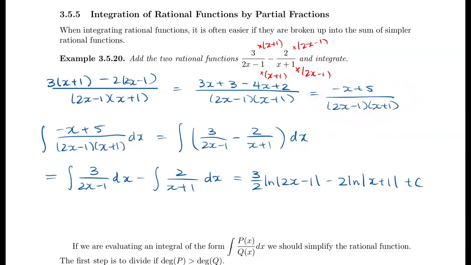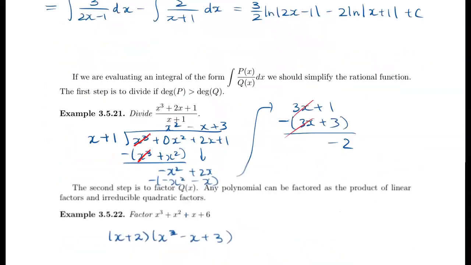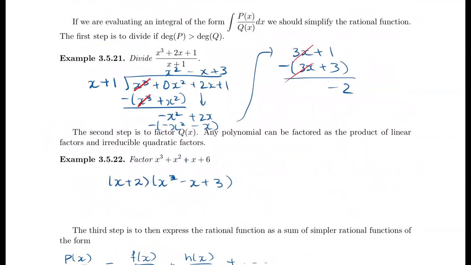And then we started to have a look at how do we actually integrate rational functions by partial fractions. So for example, if we started with this, we could break it up into these two terms here, and then we would just have to integrate each of the terms here, right? So these were the steps that we had to have a look at.